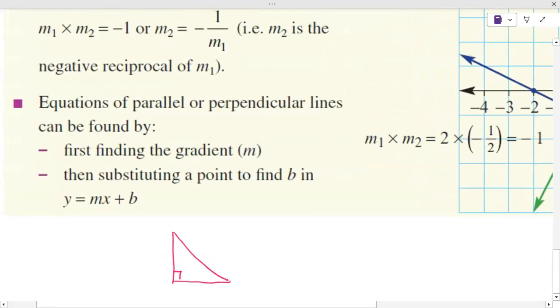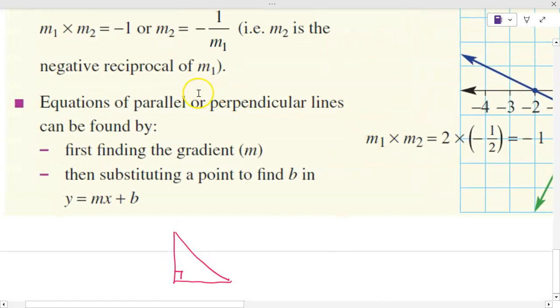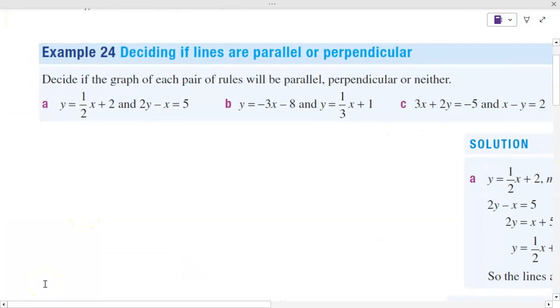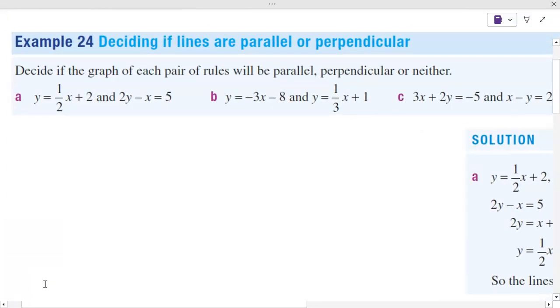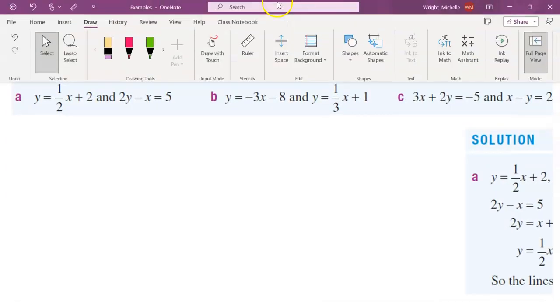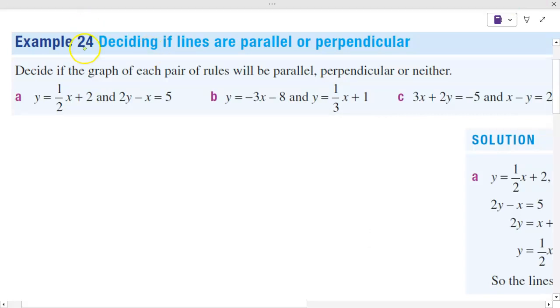So if we have a look over here, it says equations of perpendicular and parallel lines can be found by first finding the gradient m, and then we can substitute that into this equation. Let's have a look at what that actually means. If you have a look at example 24 on your sheet, we're going to work through that one together. It says, decide if the graph of each pair of rules will be parallel, perpendicular, or neither. Now we are not going to graph these, we're going to have a look at the gradient.